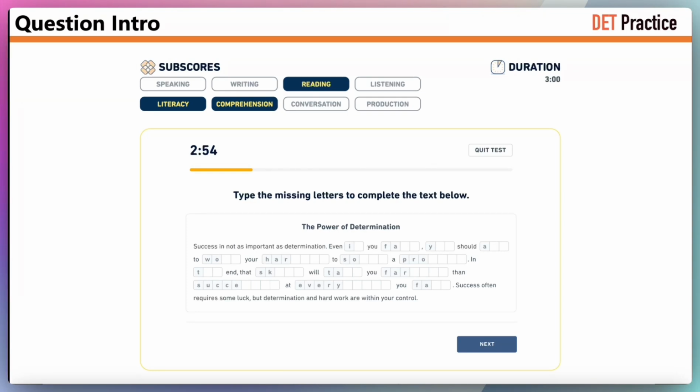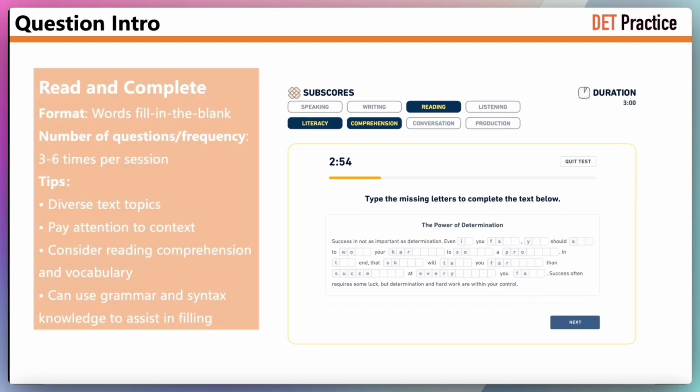First, let's take a look at the interface. By observing the layout, we can see that read and complete questions are timed at 3 minutes. These questions present a short text with some missing words. The text includes a title, complete opening and closing sentences, and some sentences in the middle with blanks. The task is to fill in the missing words from the text. In each test, you'll encounter 3 to 6 read and complete questions.